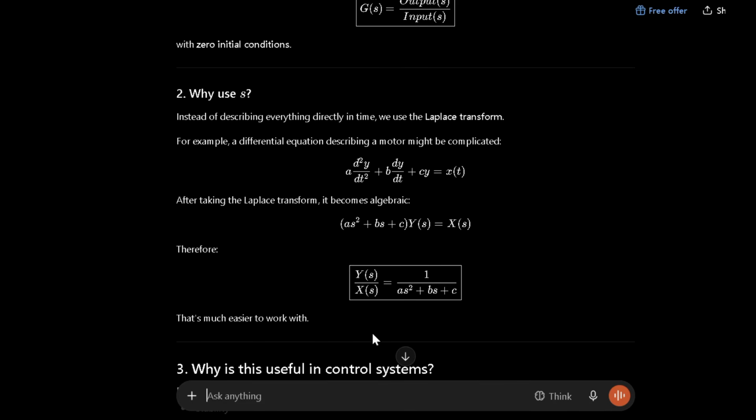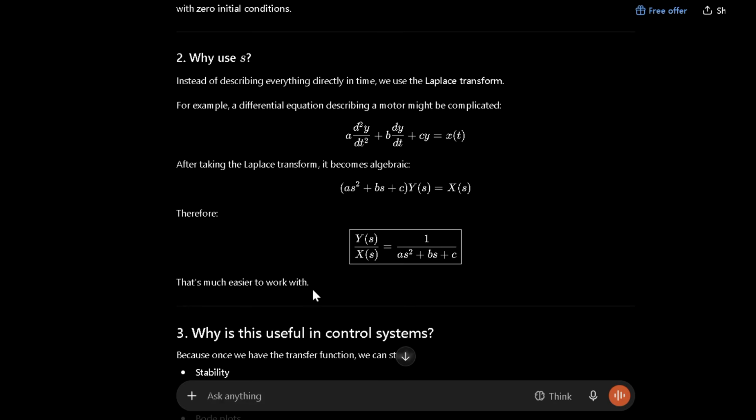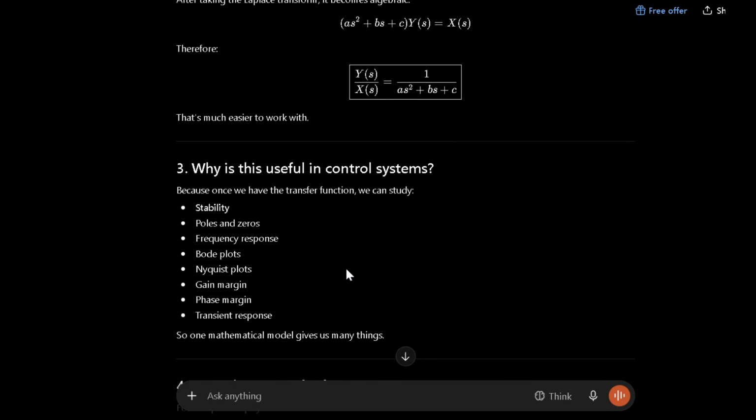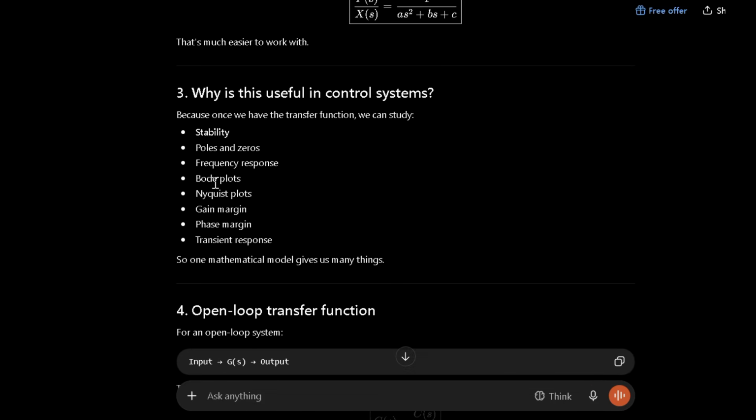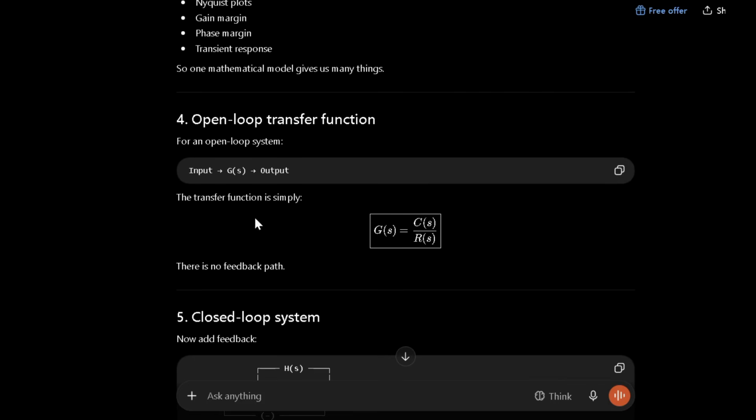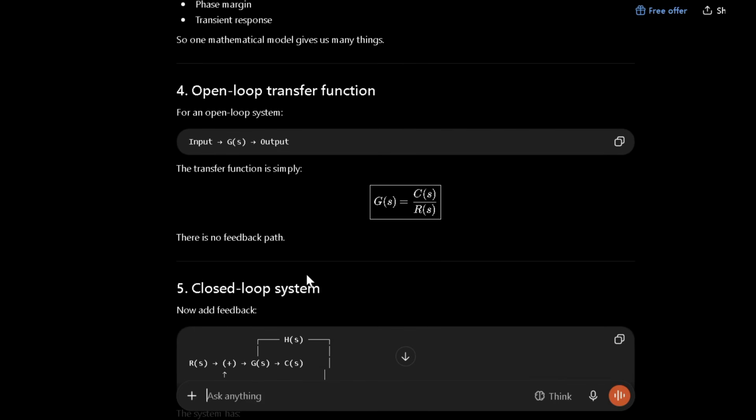Why is it useful for control systems? Stability, steady state error, frequency response, Bode plot, gain margin, phase margin, transient response, open loop transfer function. So the transfer function means input to output, and G(s) is the system. If there is no feedback, the transfer function is C(s) by R(s). If there is a closed system, then it will change.